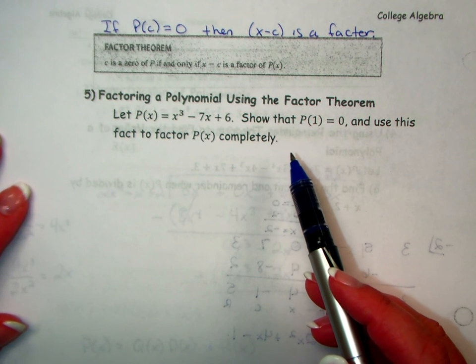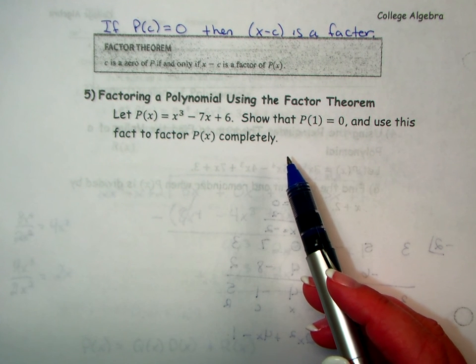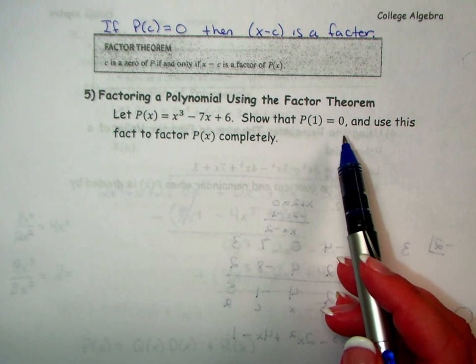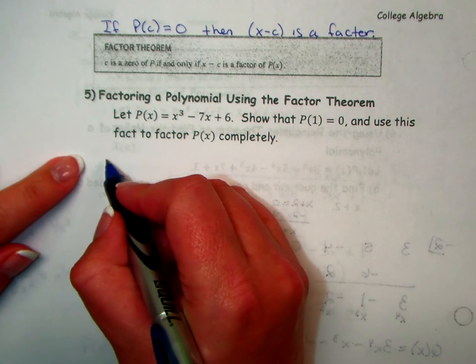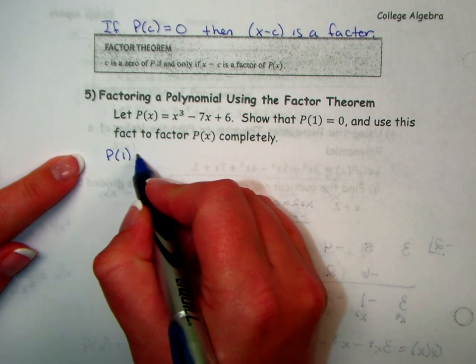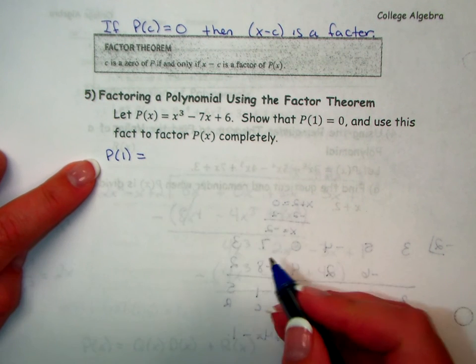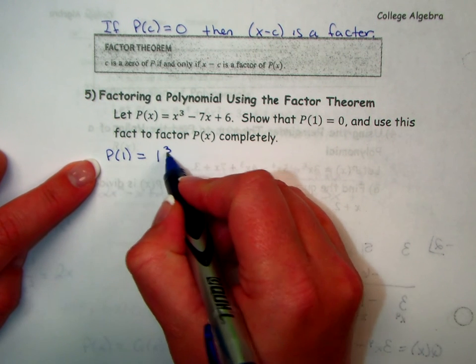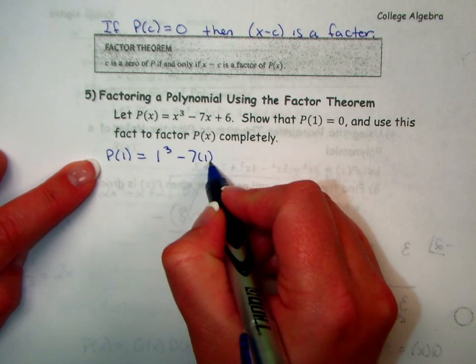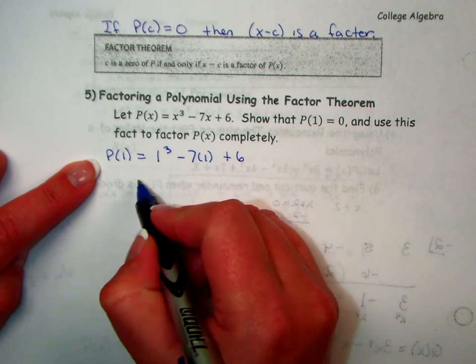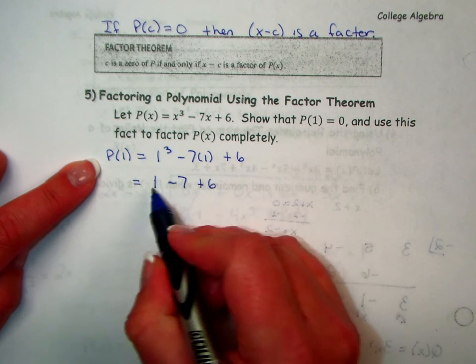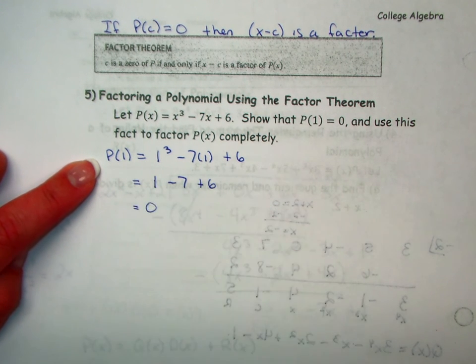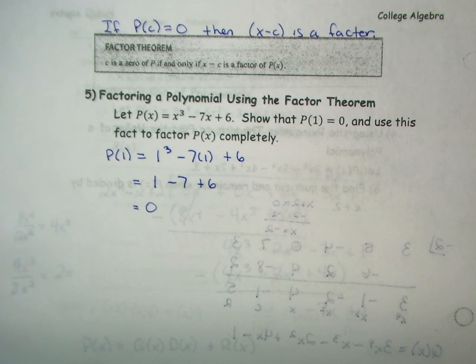On number 5, let P of x equal x cubed minus 7x plus 6. Show that P of 1 equals 0 and use this fact to factor P of x completely. First off, let's plug 1 into the polynomial. We're going to get 1 cubed minus 7 times 1 plus 6. So 1 minus 7 plus 6, 7 and negative 7, you can tell that's 0, right? So we kind of proved it to ourselves.